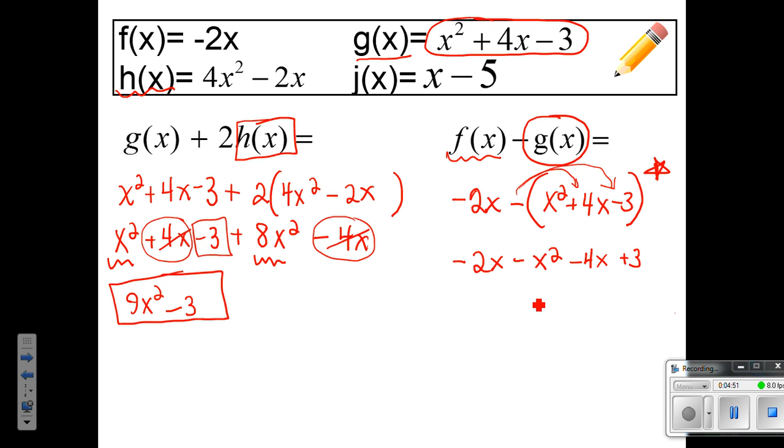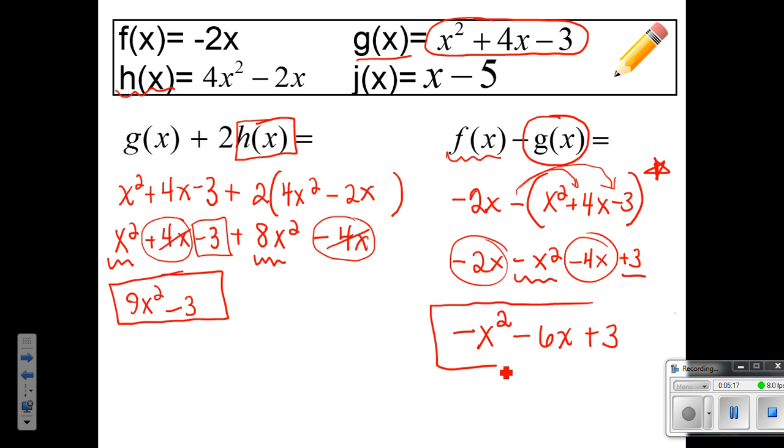And normally we put them in standard form. Remember from Algebra 1 what standard form meant? We put the highest exponent first. So this is my highest exponent, and I don't have any more of those. So I'm going to say negative x squared. Then I'm going to find all the x values. Negative 2x minus 4x would be negative 6x. And then I can bring down the plus 3. That is performing function operations. Okay?